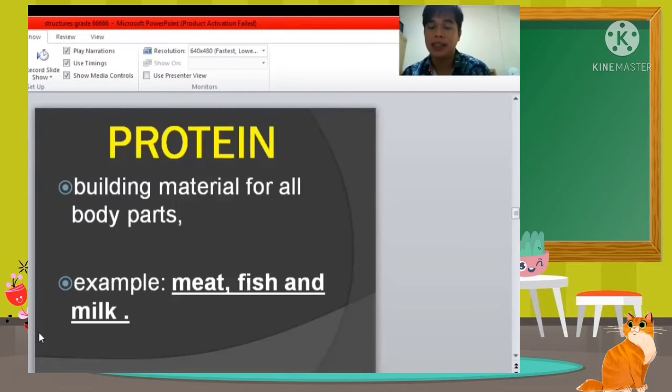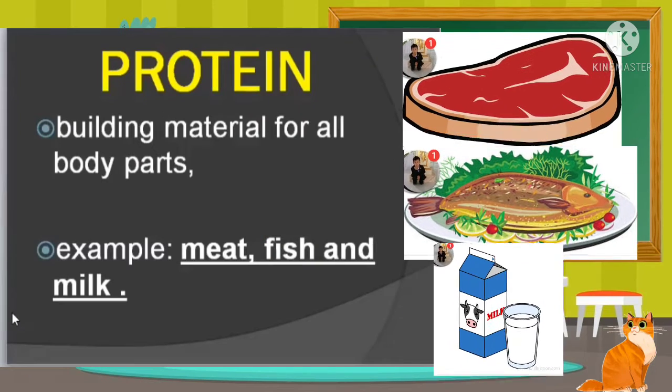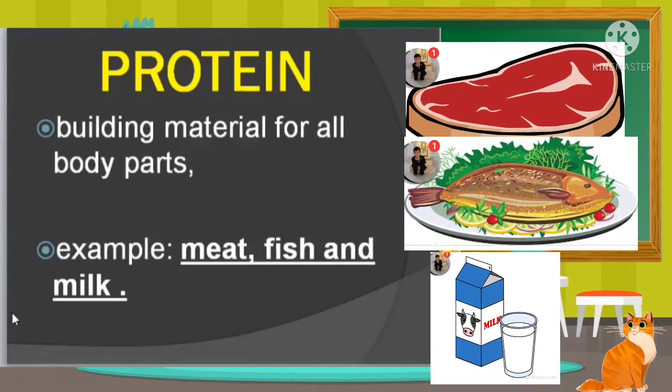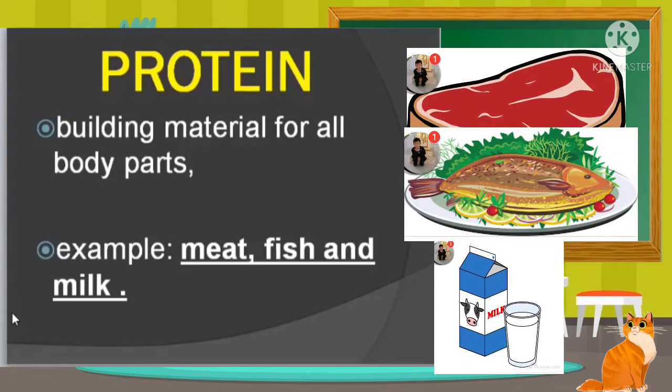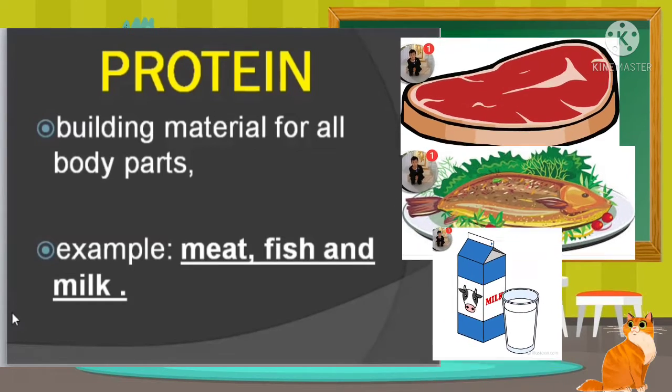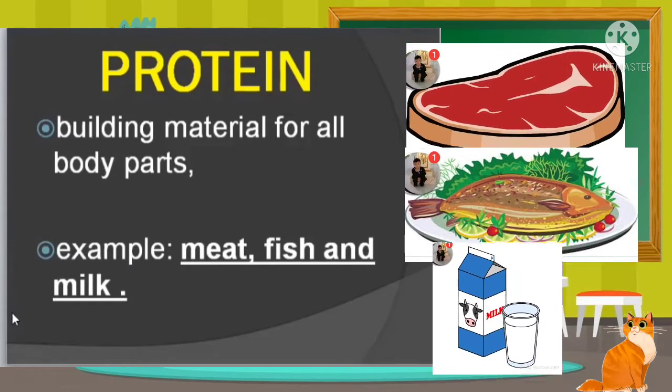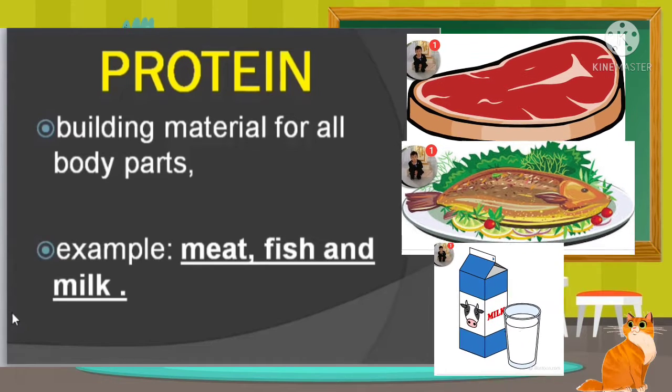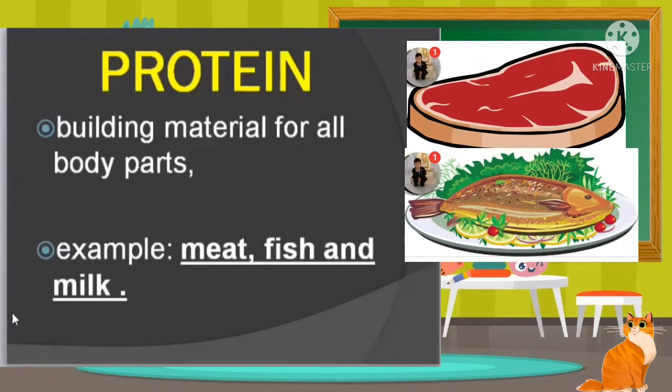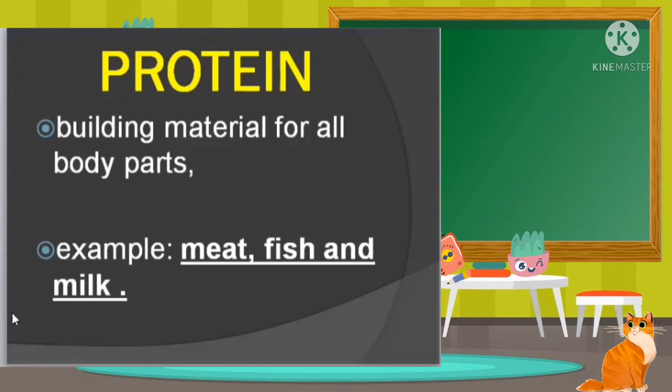Next is protein. Let's define what protein is. Protein is the building material for all body parts. What are the examples of protein? We have meat, fish, and milk. What is protein again? Very good. The examples of protein are meat, fish, and milk.